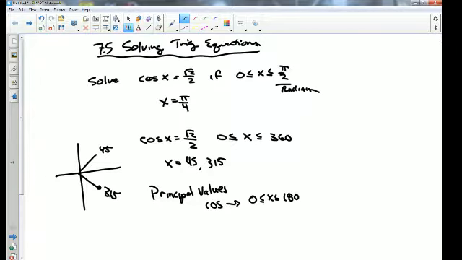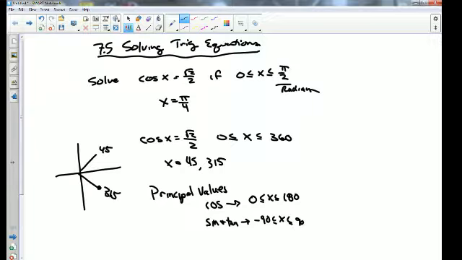For sine and tangent, the principal values are from negative 90 to 90. Again, I don't put a lot of stock in it. I'm not going to ask you that on the test, but that's what your book directions will have in there. So just look at your notes for those intervals.